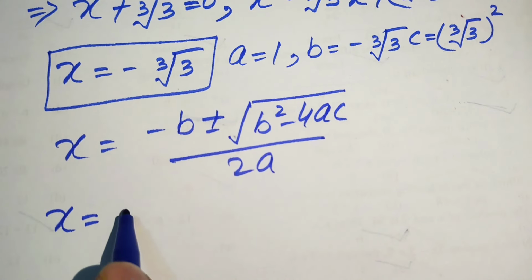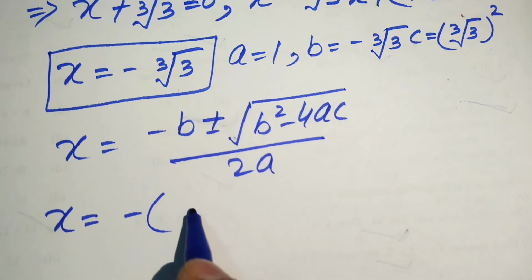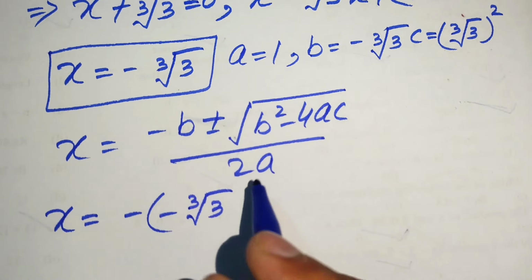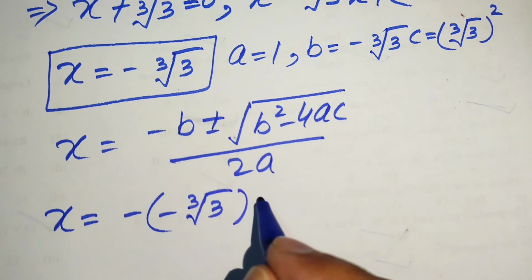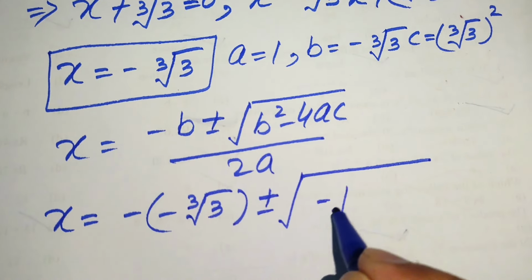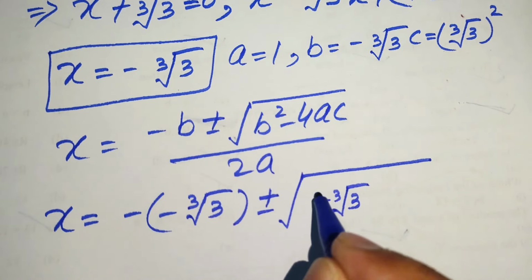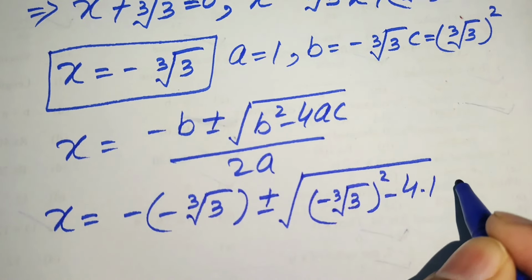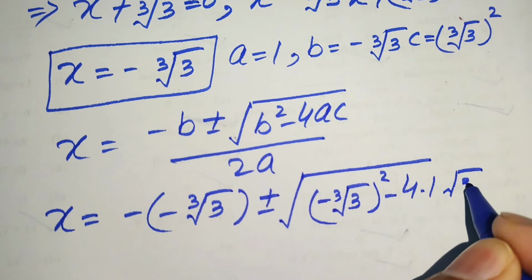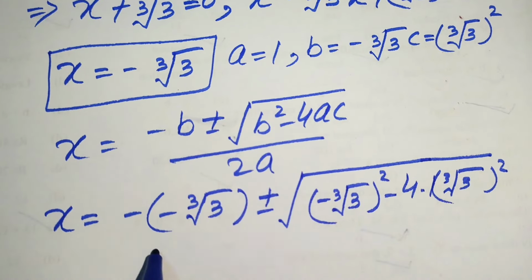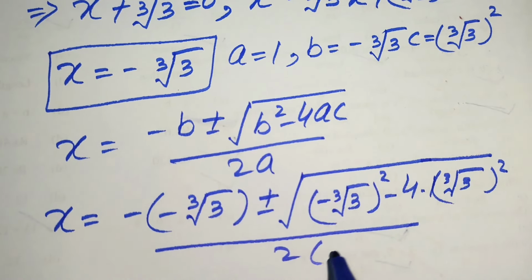So here we substitute the values of a, b and c in this equation, and it is written as x is equals to minus into minus cube root of 3 and plus minus square root of minus cube root of 3 square minus 4 times of a is 1 and c is cube root of 3 square. Okay, it is divided by 2 times of 1.